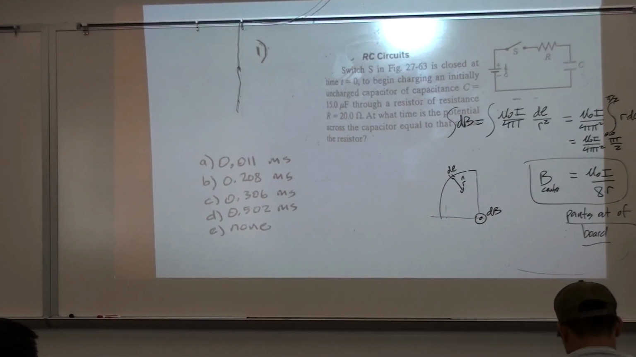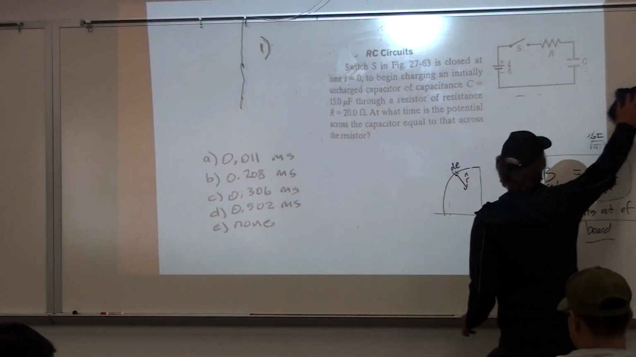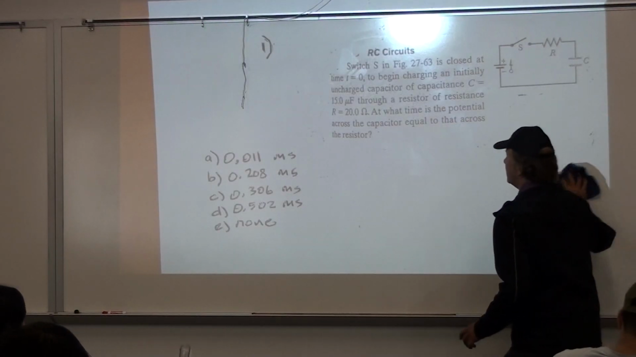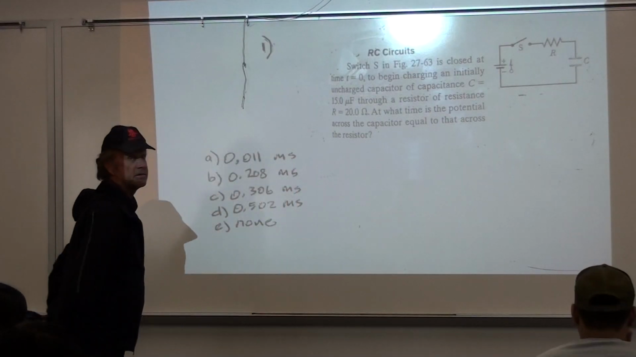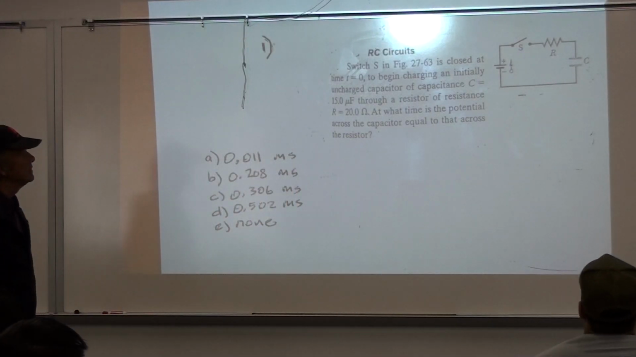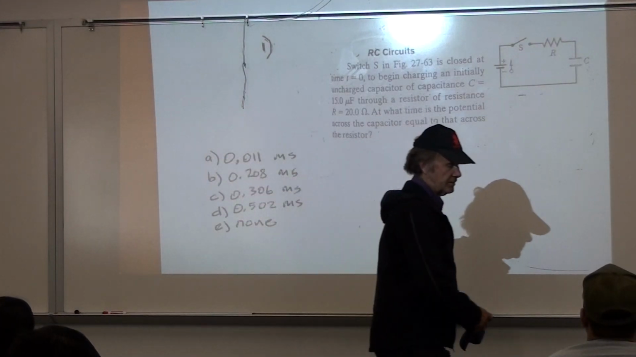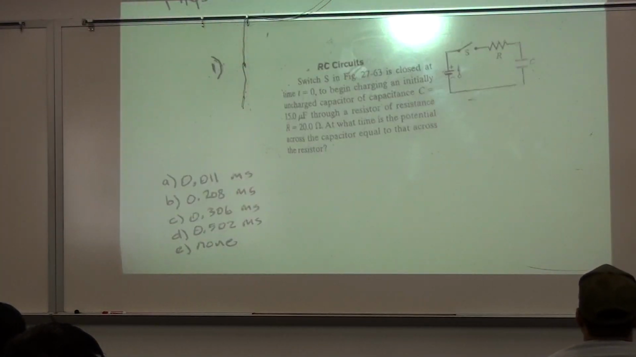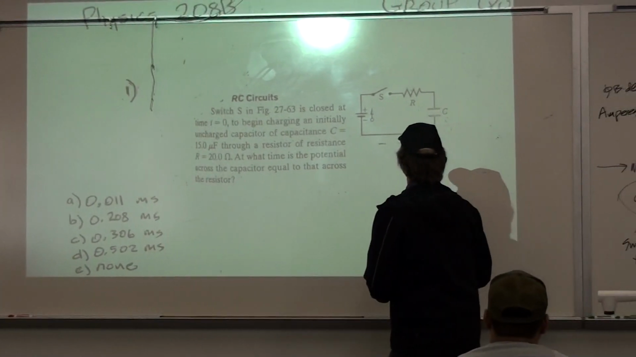Okay, so here's the first one. We've got a charging RC circuit, and we want to find the time when the voltage drop across the resistor is the same as the voltage drop across the capacitor. And then you have a couple of choices here, so you can see whether or not you're getting one of those. And so once we close the switch, the capacitor is initially uncharged.